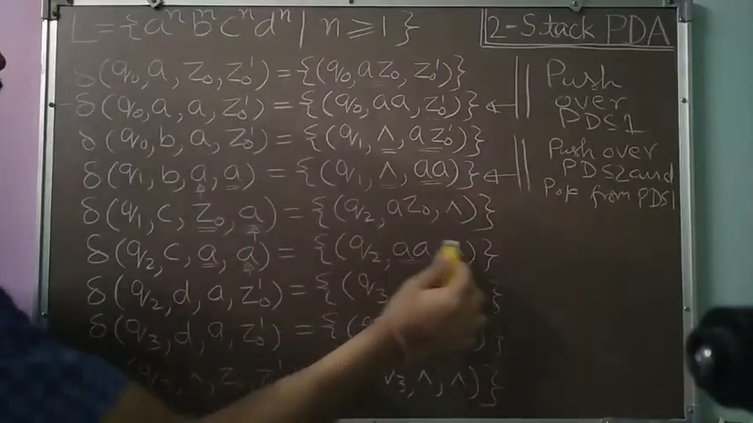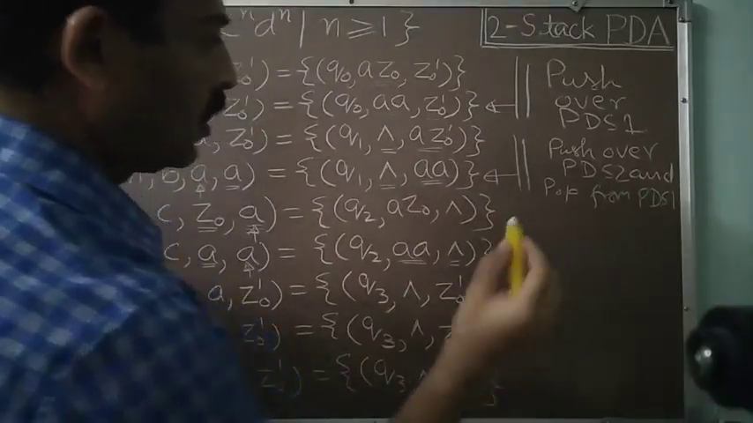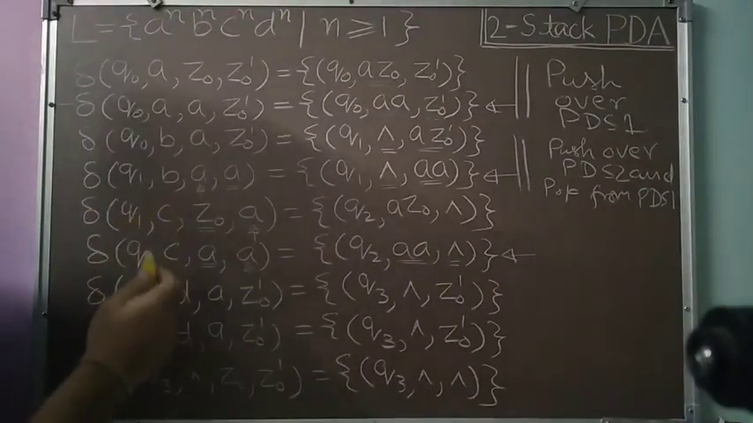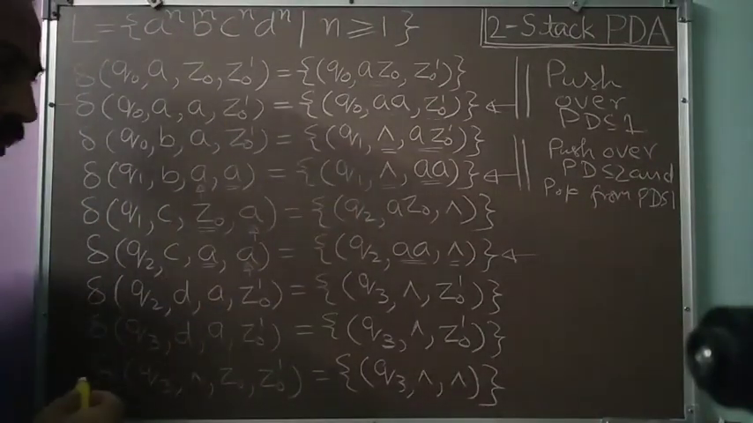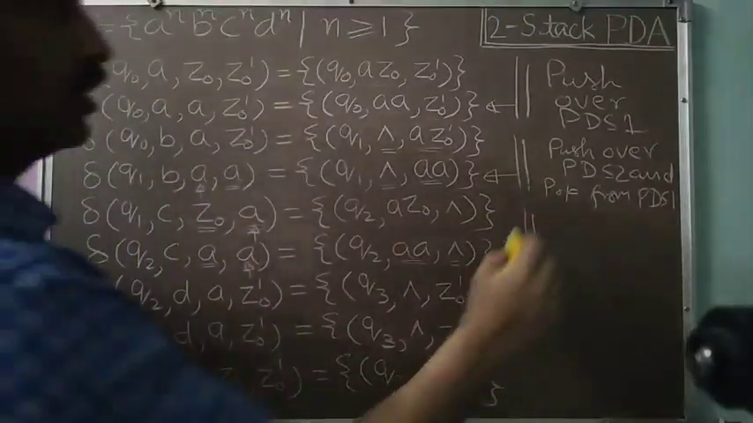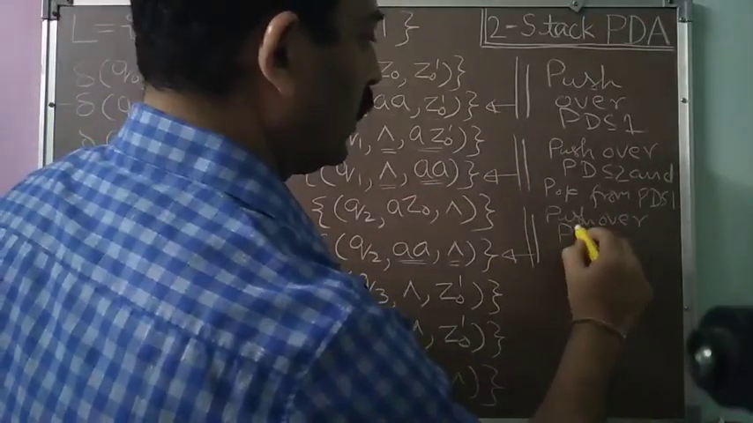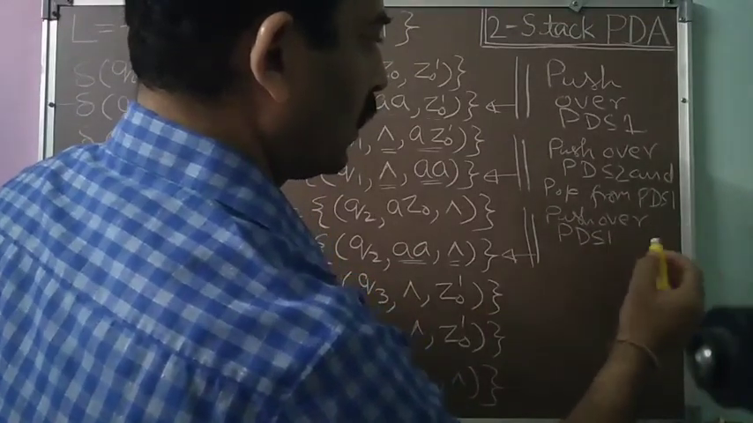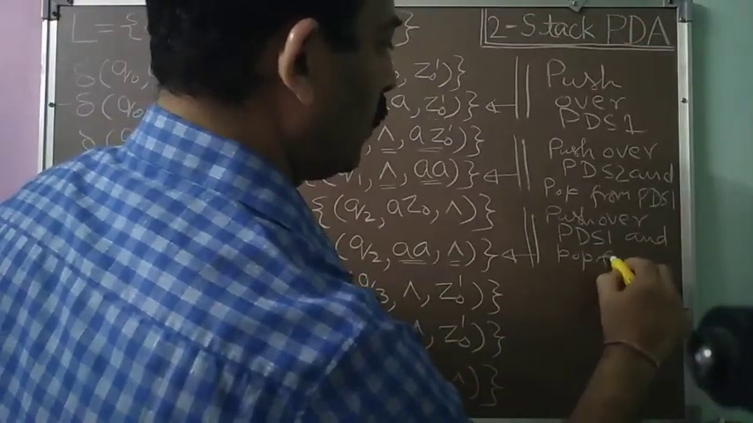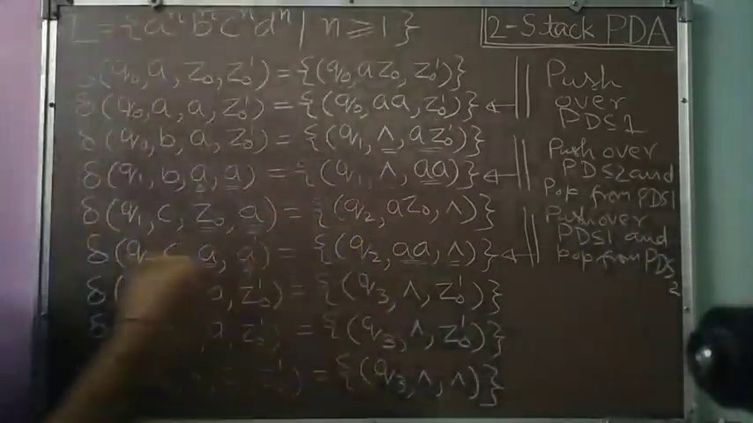Again we are in the Q2 state and on the top of both the PDS is suppose A. So we will again use this transition. So this transition will be used multiple times till we match all the C's with the A's over the PDS2. So through these two transitions, we will push over PDS1 and pop from PDS2. Is it? So we'll be doing this.